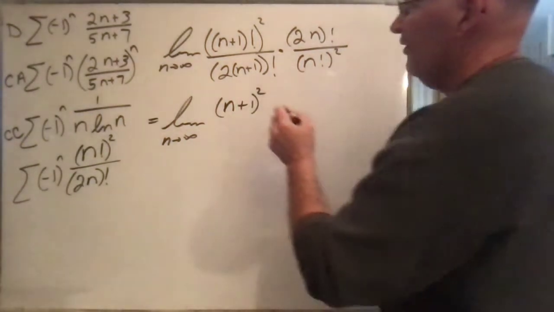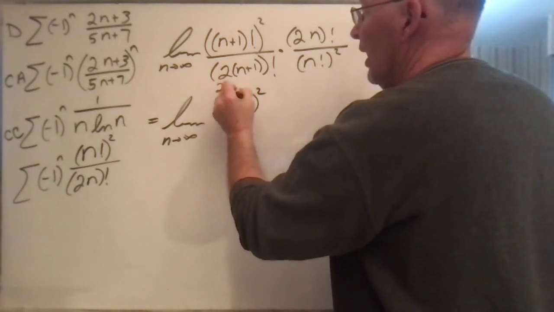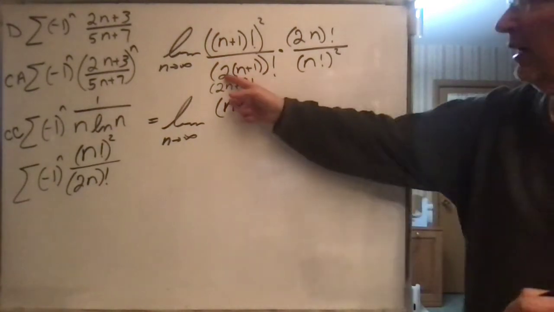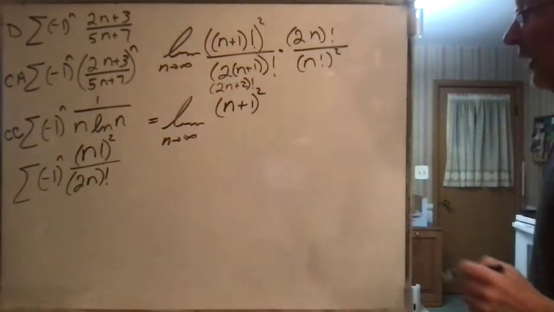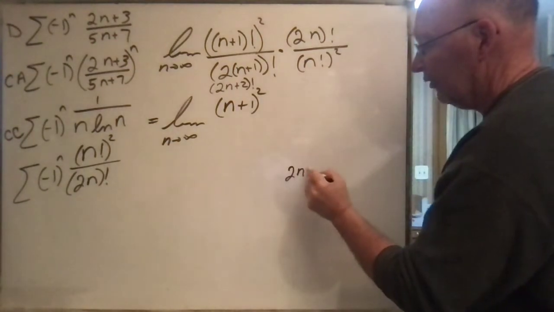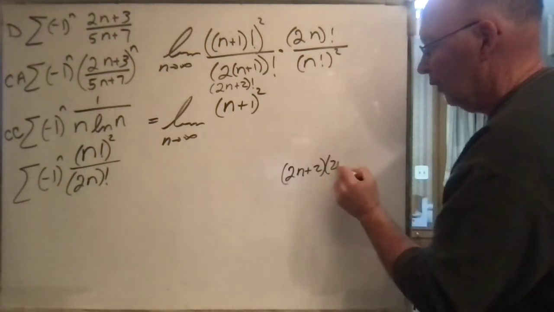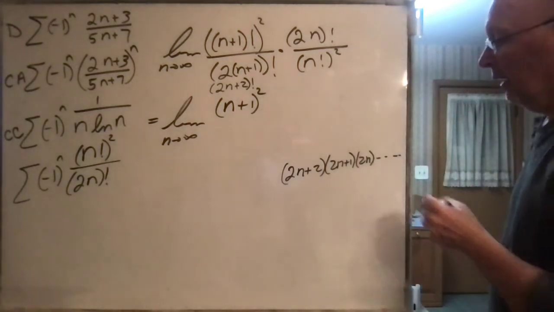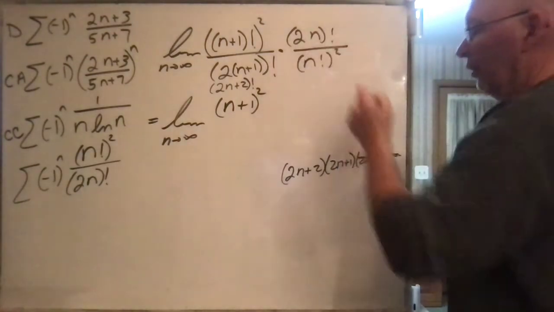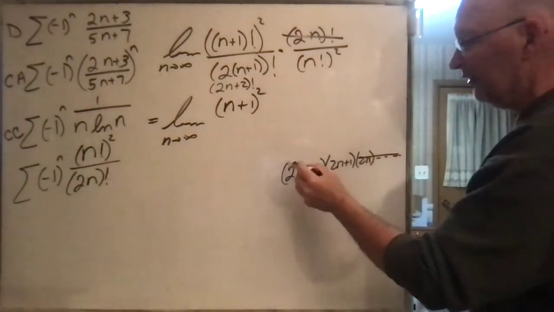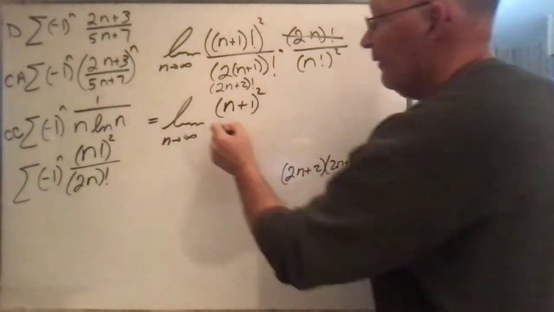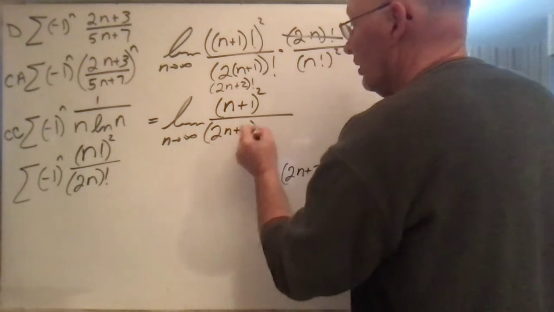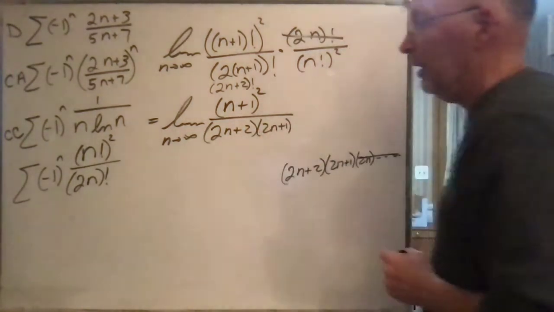And now, what about this thing? Notice that this becomes 2n plus 2 factorial. You've got to be really careful, this thing right here is 2n plus 2 factorial. What is that? That's 2n plus 2 times 2n plus 1 times 2n, and as soon as you get to 2n, it cancels with all these. So those cancel with all these, but I'm left with those two right there. So I'm left with 2n plus 2 times 2n plus 1.